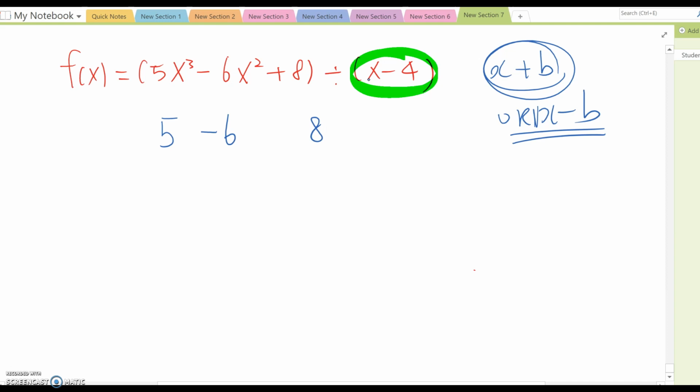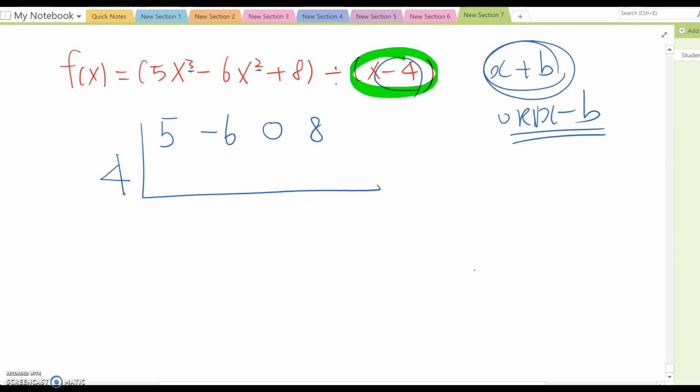But before you say yes, you must check the descending term order. Each term must exist in this division, even if it does not exist. So, third, second, no single term, then you must put 0 in between here. And then you make an L shape and write the opposite of this number, which is 4.